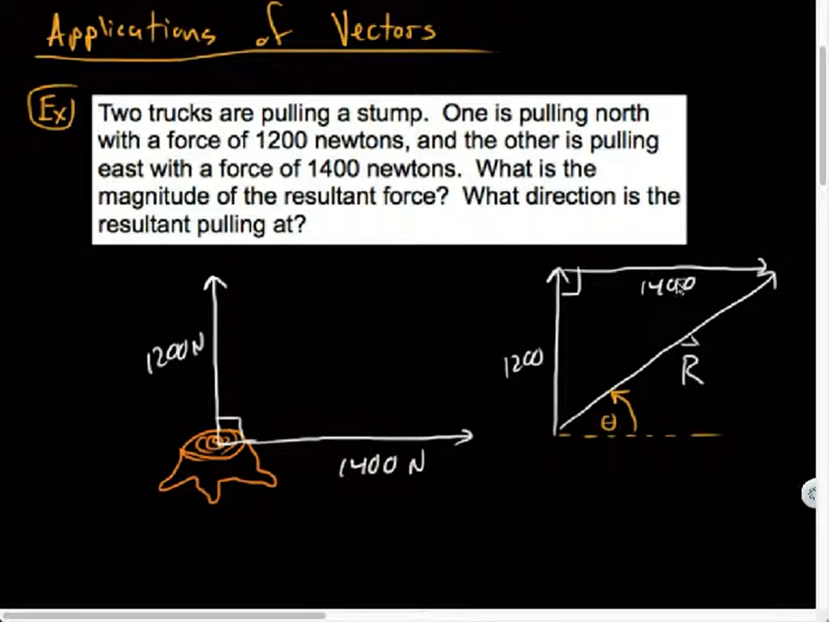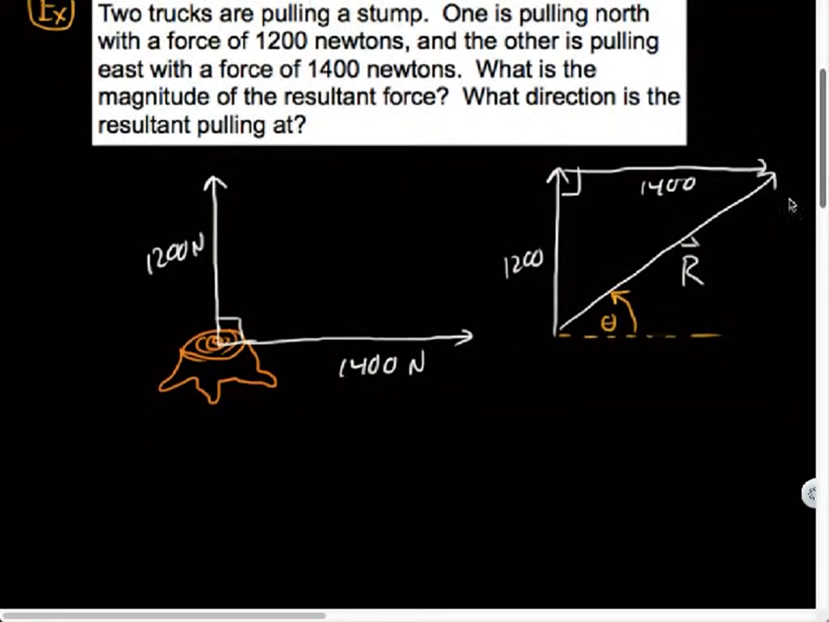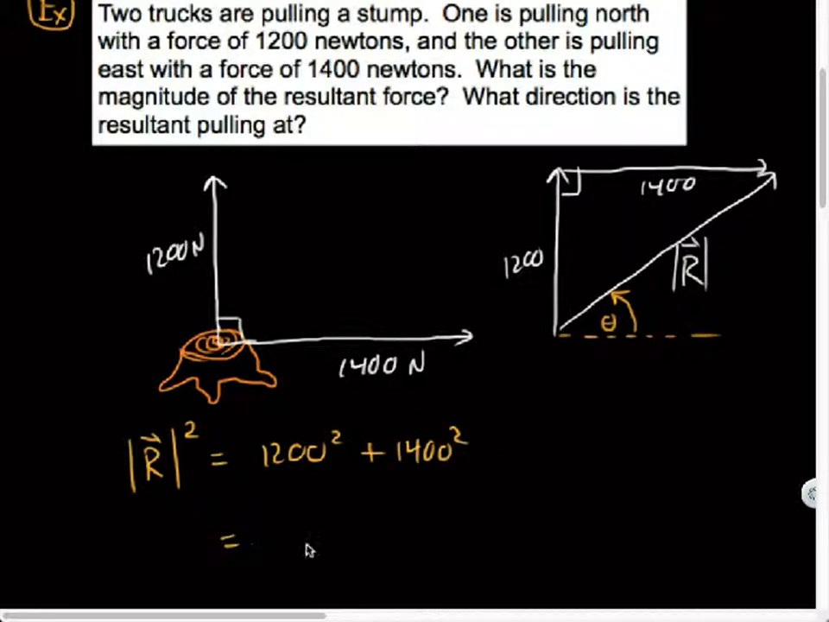In order to find the magnitude of the resultant force, what do you think I could do to find the magnitude of R here? Thoughts? Yeah, definitely. Let's not complicate things. The magnitude of the resultant squared is equal to 1,200 squared plus 1,400 squared. Then you'd root both sides, and we'd only really care about the principal root, or the positive one.